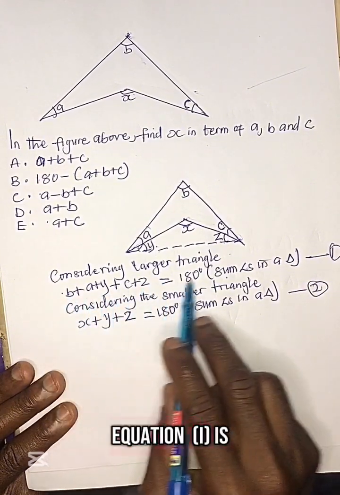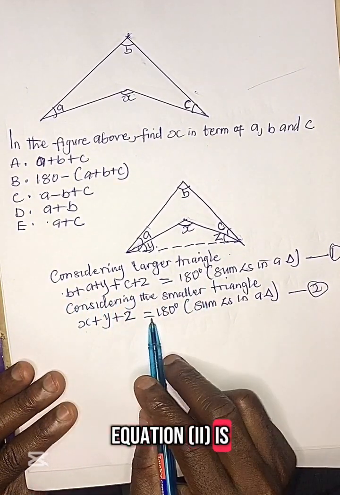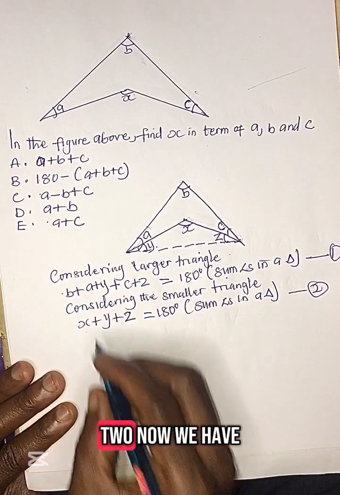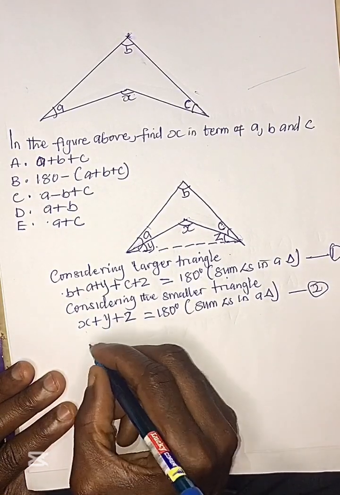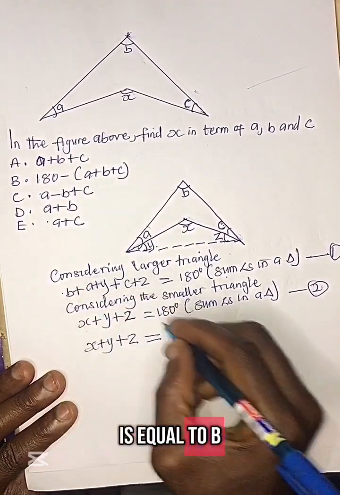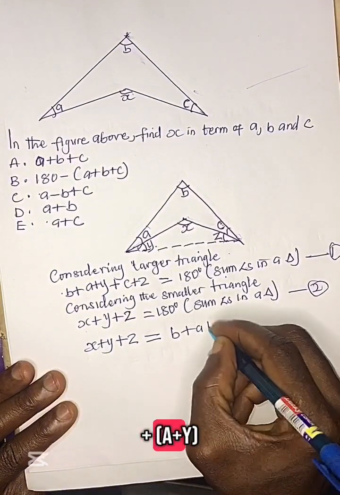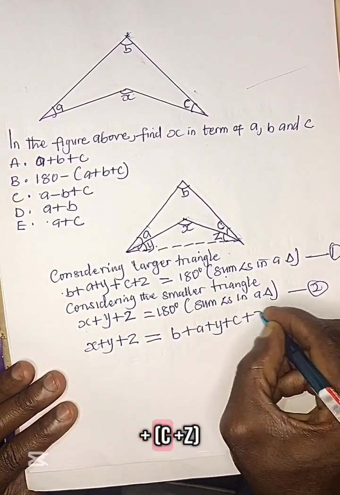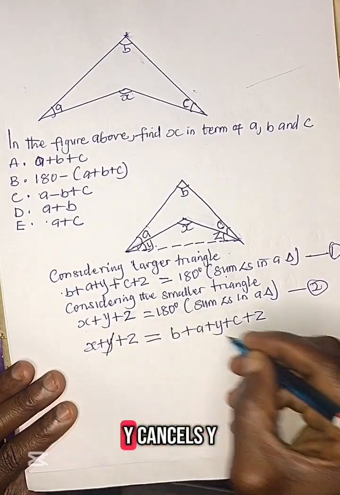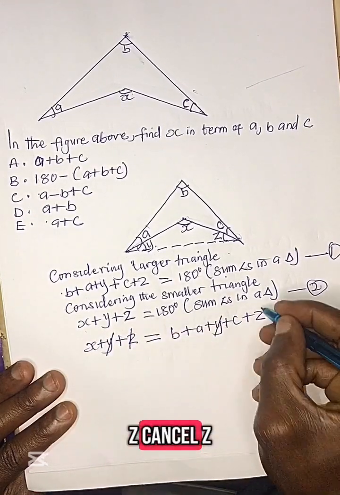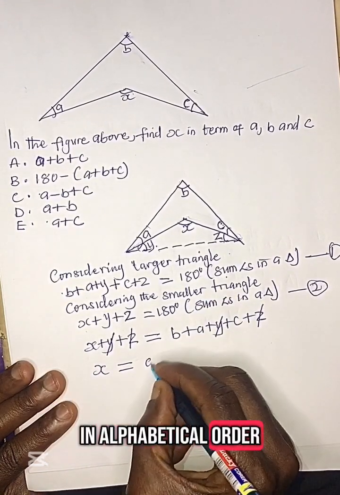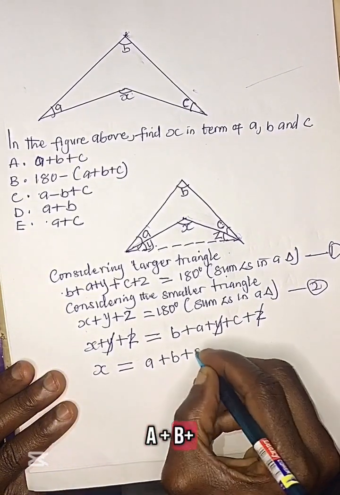Equation 1 is equal to 180. Equation 2 is also equal to 180. That means we are going to equate the two. So equating the two now, we'll have X plus Y plus Z, that's in equation 2, is equal to B plus A plus Y plus C plus Z in equation 1. So let's cancel where necessary. Y cancels Y, Z cancels Z. Therefore, X is equal to, let's write it in alphabetical order, A plus B plus C.